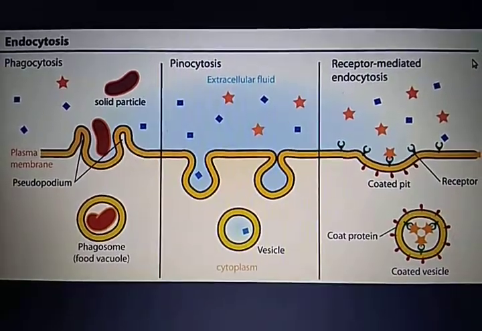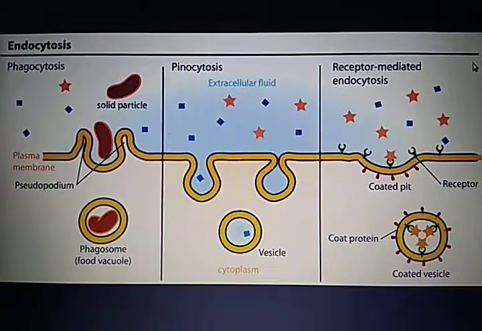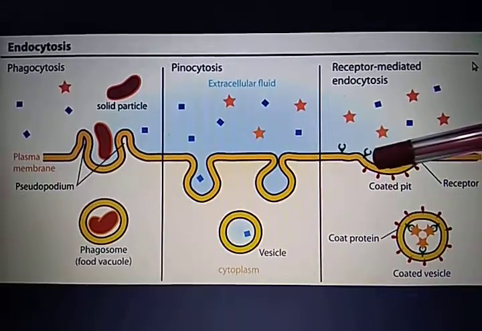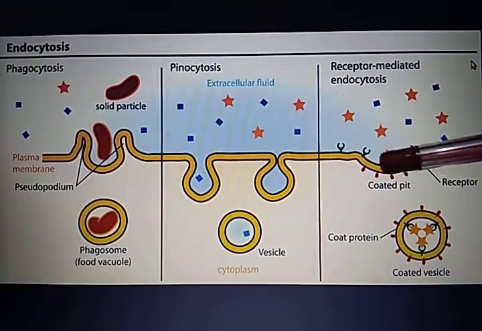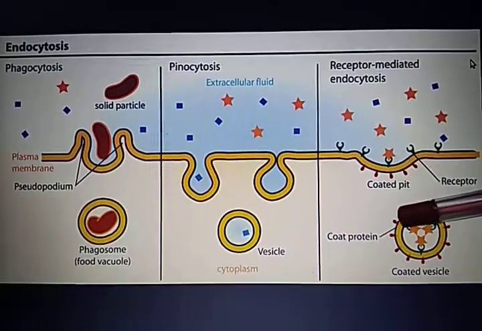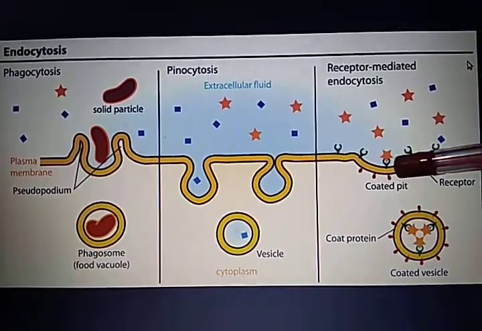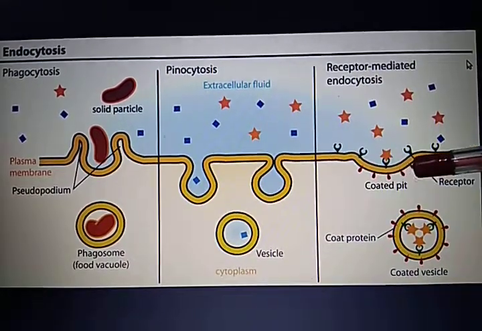On the other hand, receptor mediated endocytosis is that type of endocytosis in which receptors are involved. See in the figure, you can see there are receptors. These are the receptors on which a ligand binds. The star shaped are the ligands, or the substances which need to be transported inside the cell. So when the ligand binds to the receptor, it creates an invagination.